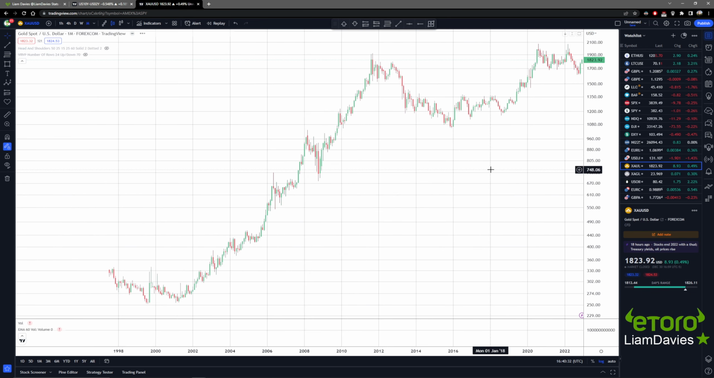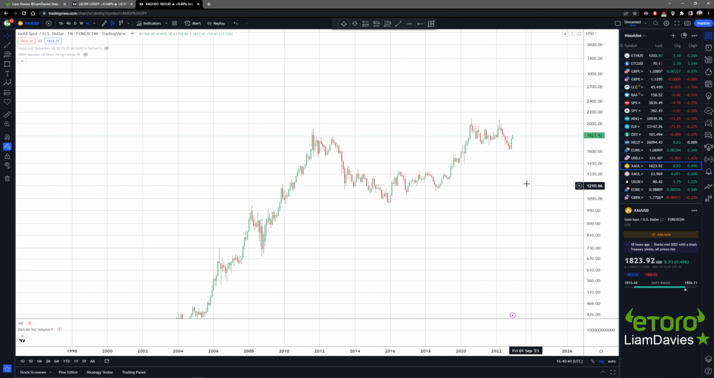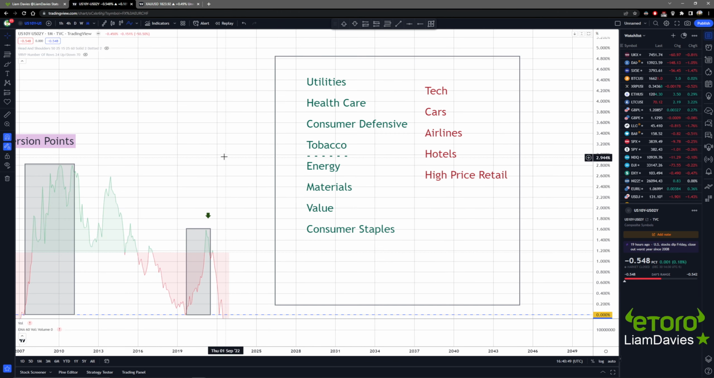I'll just go over the gold chart quickly because I mentioned that. See, these last 2 months we've done really, really well on gold. I've been in gold for a long time. I'll look to add more probably. But this is not some kind of short term trade. This is a long term strategy for the next number of years.